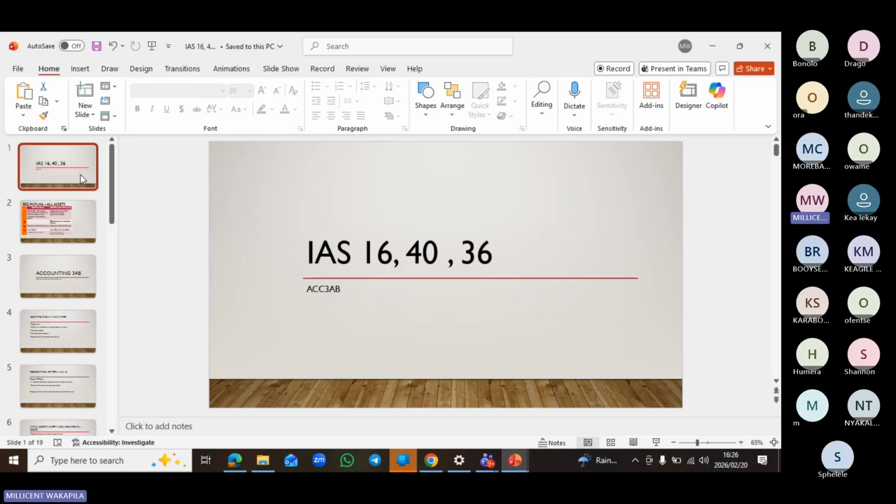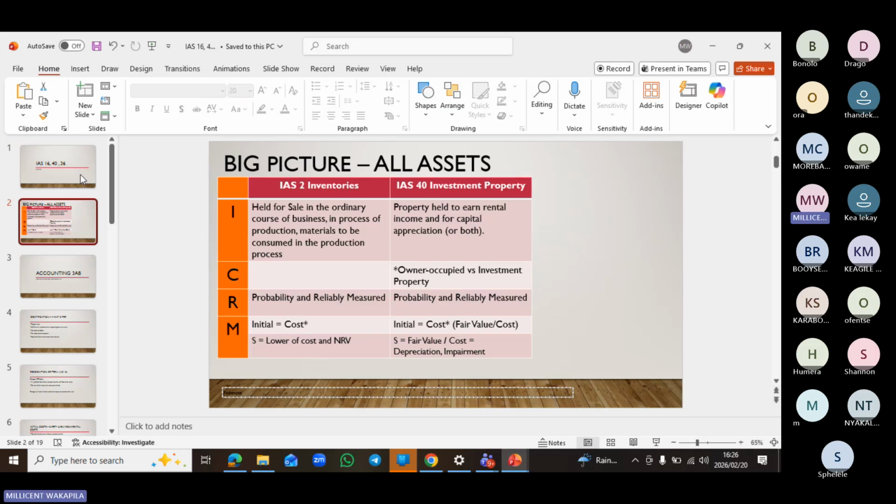If you see with this one, I just left out the other two assets that are really relevant and also common for your level. And then we have inventory. What is inventory? That's why you see ICRM. The I represents the identification, the C represents the classification, and then R is recognition and measurement.